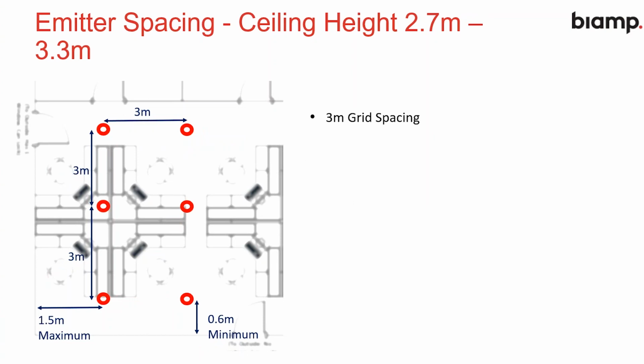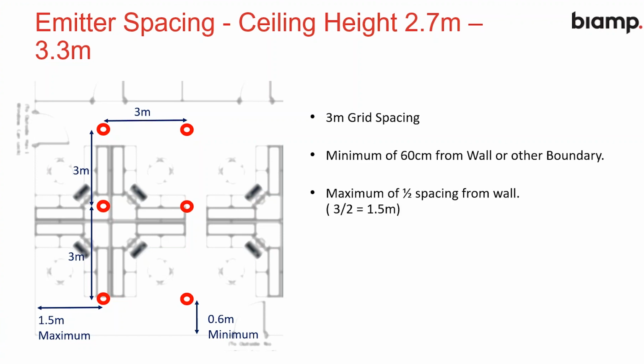If we go to the next height from 2.7 to 3 meters, then we have a 3 meter grid spacing. And again, this is very, very similar to how we were before. So we have minimum of 60 centimeters from the wall or the boundary. The difference here is that we now have the half spacing, so we have 1.5 meters maximum from the wall.